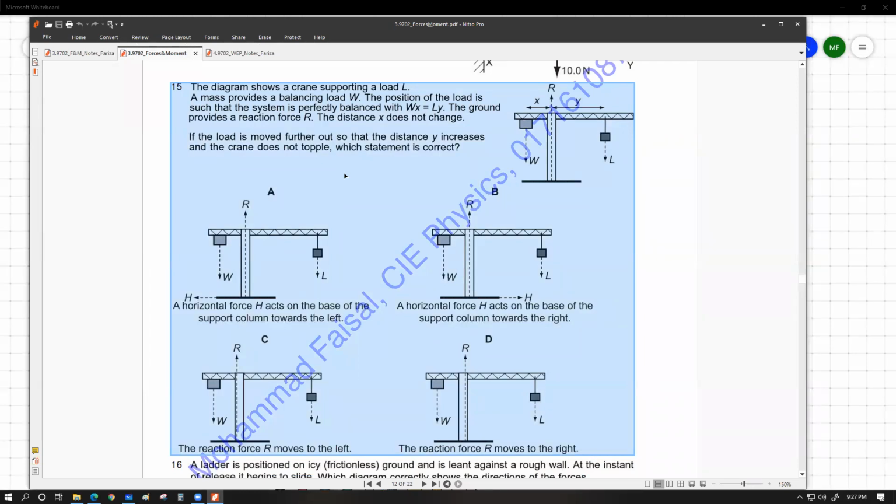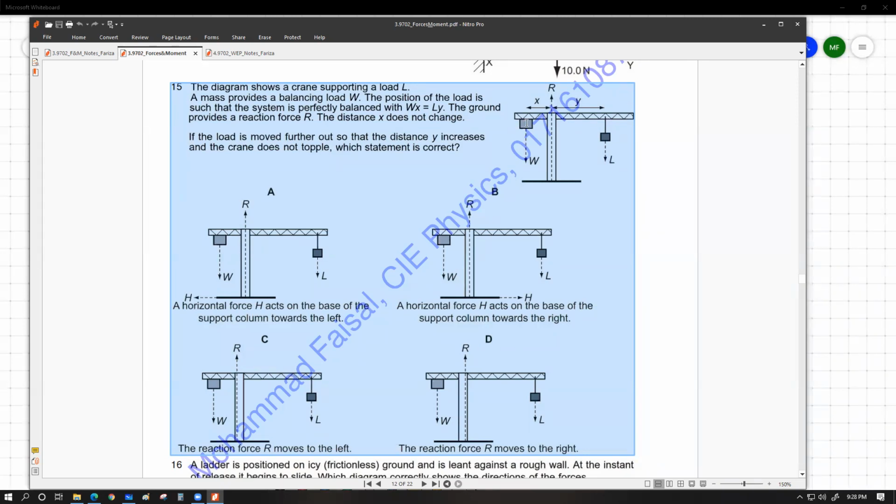Sir, what do you mean by object? Do you mean the plank, or the square that represents the load L? Oh, in this case, by saying object, I mean the load. The L is moved further out. Further out means that y is increased. So the combined center of gravity of the object should move in which direction? To the right. But still through the base of the crane, because the question says that the crane does not topple over, which means the crane is still supported by the right supporting system.